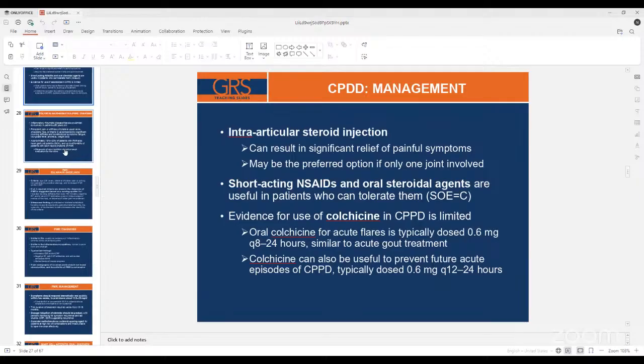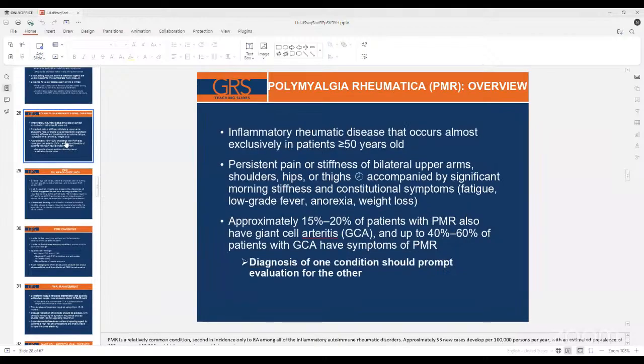Oral colchicine for acute flares is typically dosed 0.6 milligram Q8 per 24 hours, similar to acute gout treatment. Colchicine can also be useful to prevent future attacks.